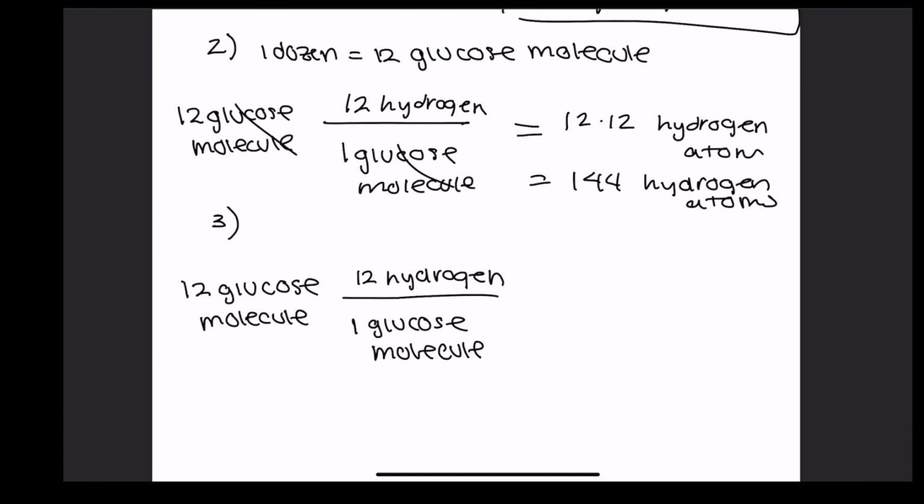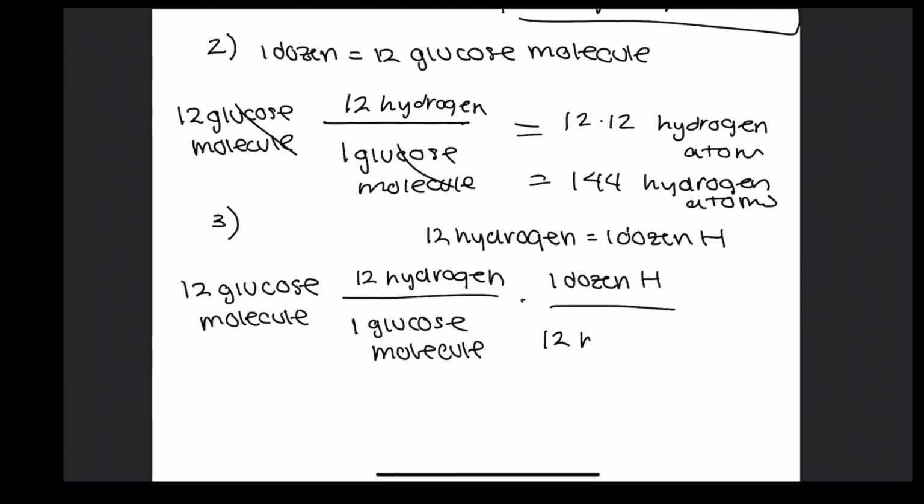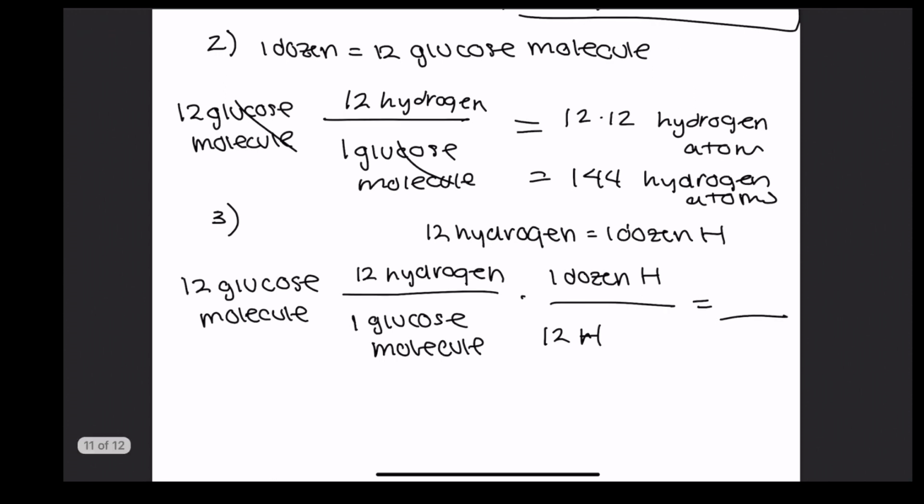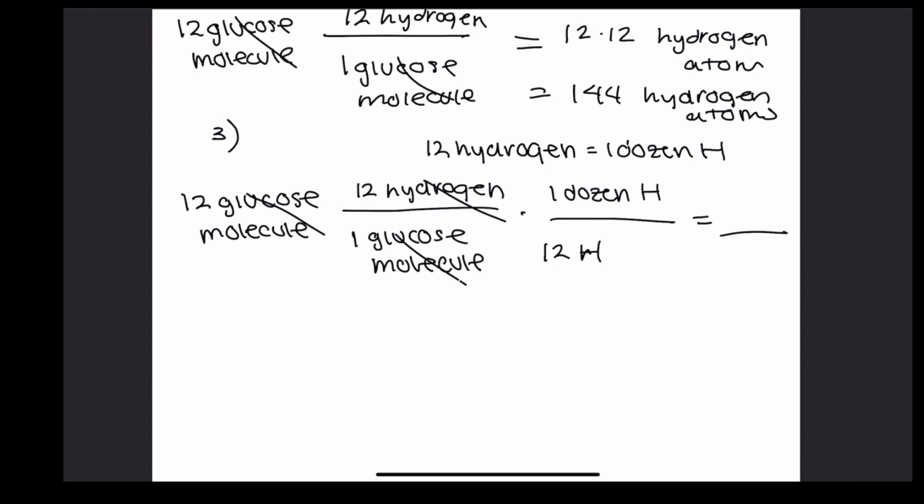And then, since we want it in dozen, we know that there's 12 hydrogen in 1 dozen of hydrogen. So that will equal 1 dozen divided by 12 hydrogen, equal blank. So here, the units cancel out from here to here, leaving us with dozen hydrogen.